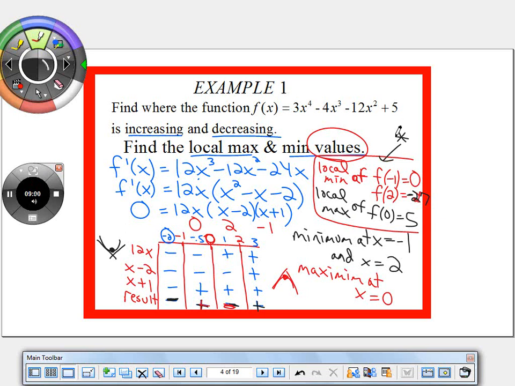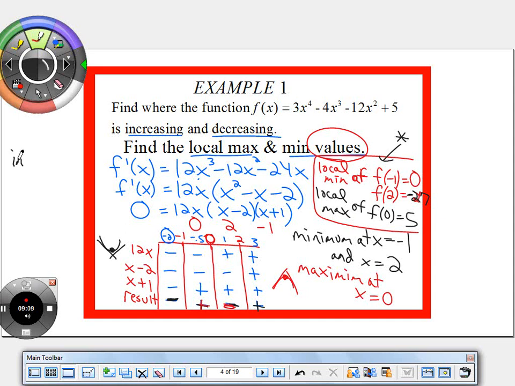Now, for the increasing and decreasing, we have to tell the intervals where this function is increasing and decreasing. So it's increasing, what would you say? It's increasing wherever the first derivative is positive.